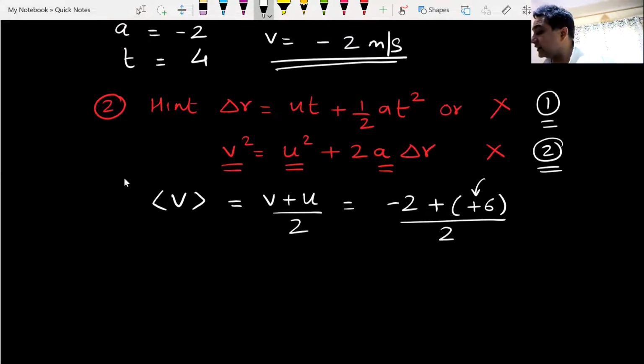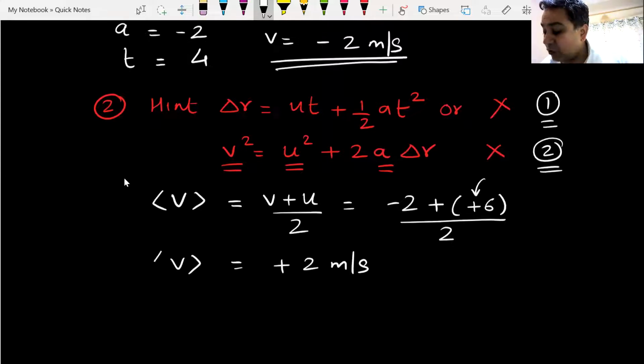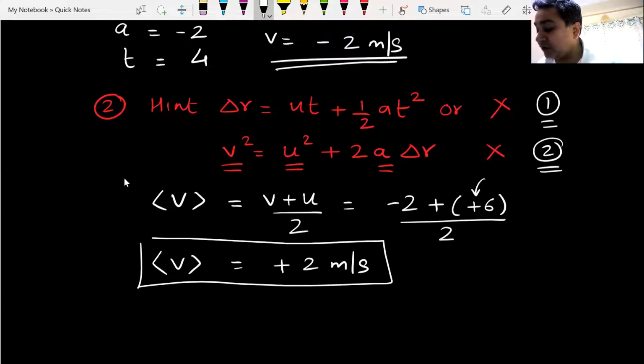-2 plus 6 means 4, divided by 2. So my average velocity will be +2 meter per second. So we have solved part number 4 first. Can I have some raised hands that, sir, we understand what you are doing. You are not using the direct method. You are using the indirect method because you want to make the students understand something that can be done in a different way.